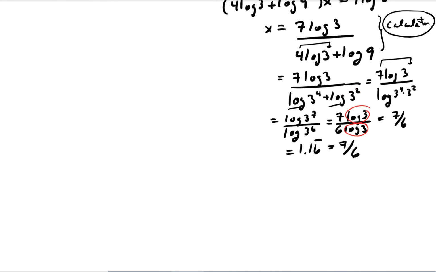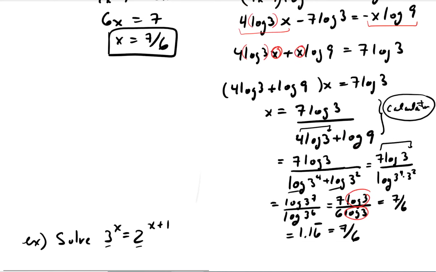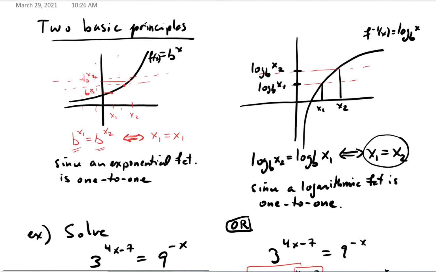I'll show you another example here. So I'm going to solve 3x equals 2 to the x plus 1. Now this is an example where I don't have a common base, and it's very difficult to convert those into exponents with the same base without introducing logarithms. So we won't be using principle number 1. We're going to be using principle number 2.